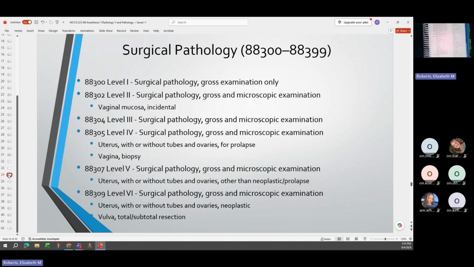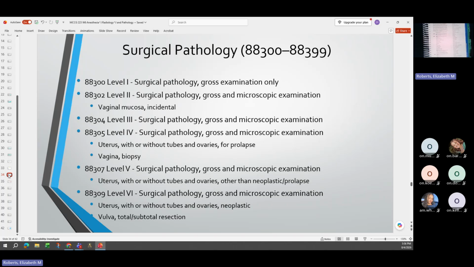88300 is gross examination only. Gross doesn't mean like, ew, yucky, gross. Gross just means it's with the naked eye, right? They get that gallbladder and they cut it open and they say, yep, there's 2 one centimeter stones inside of it, or there's 189 stones, or whatever the case may be. That's that gross examination only. They do not use a microscope at all.